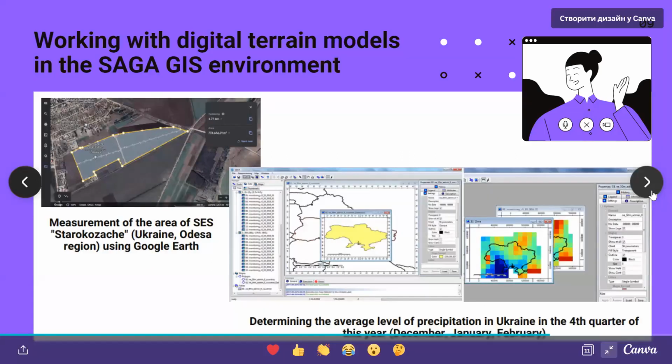Measurement of the area of SES Starokozache, Ukraine, Odessa region using Google Earth, and determining the average level of precipitation in Ukraine in the first quarter of this year: December, January, and February.